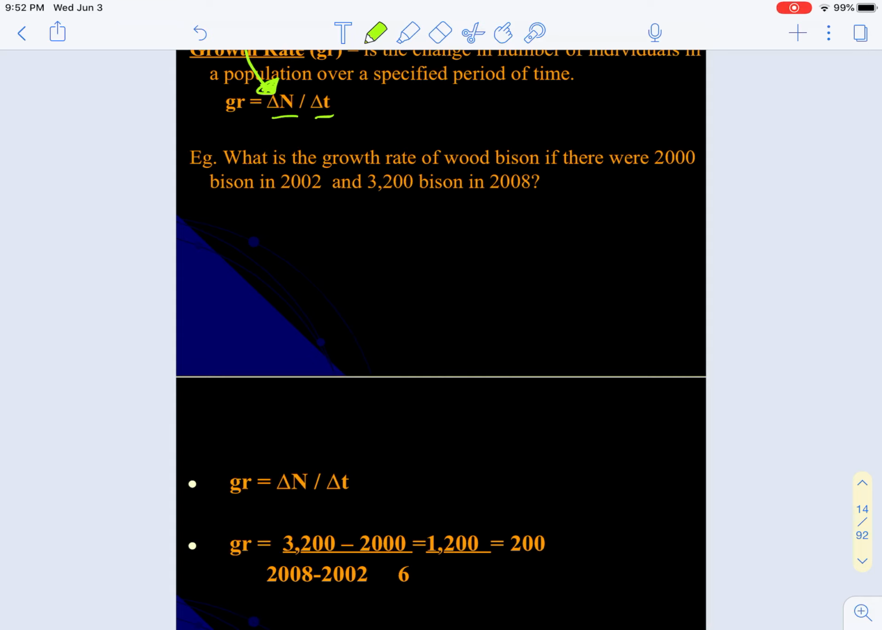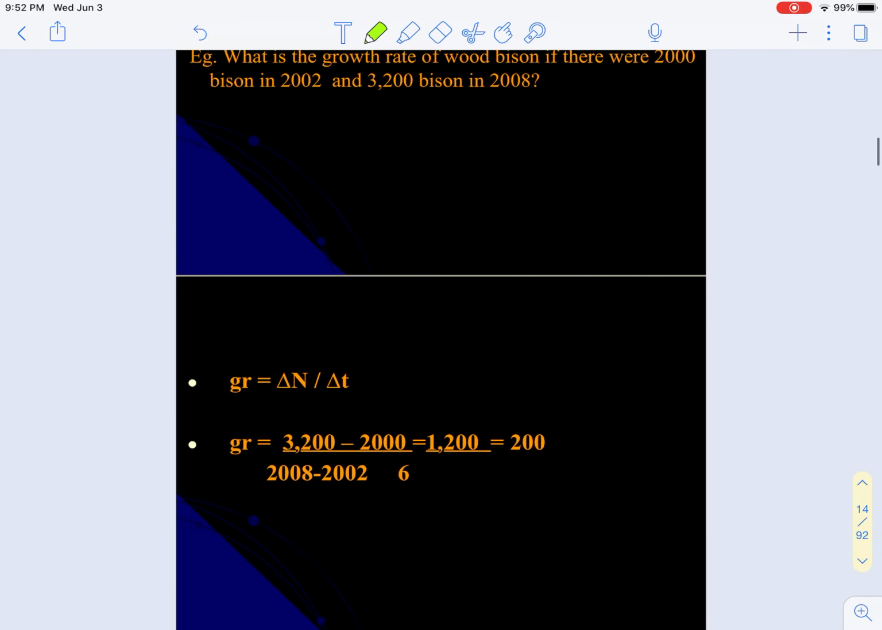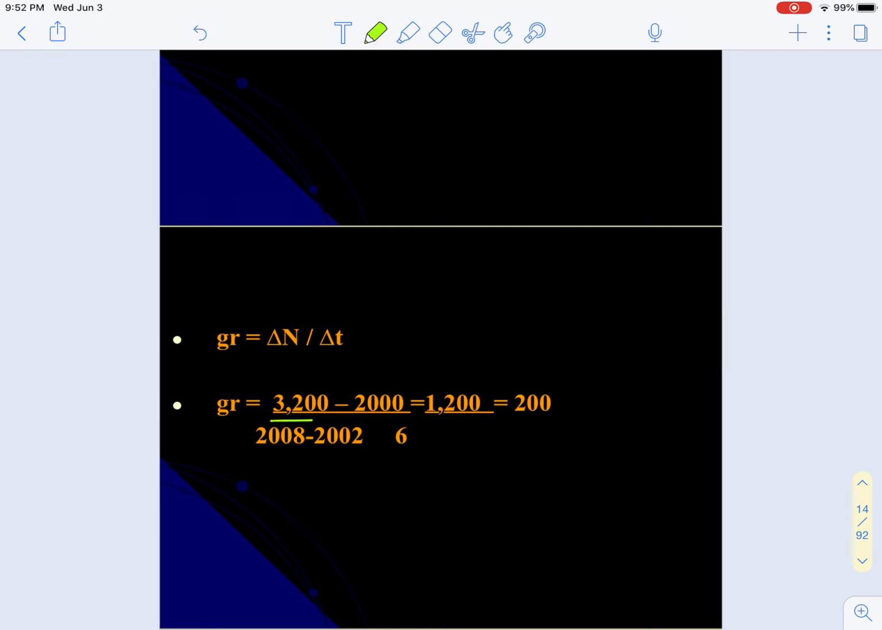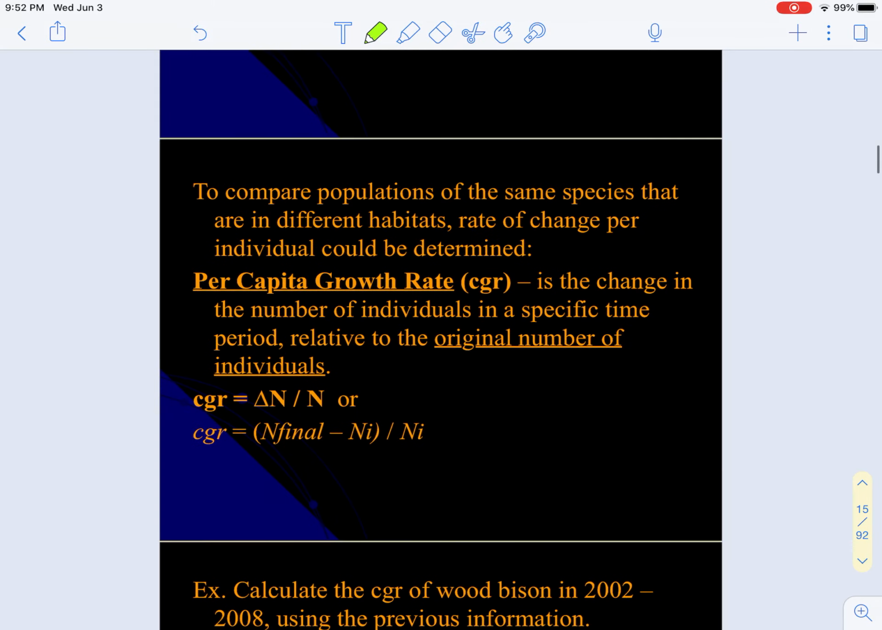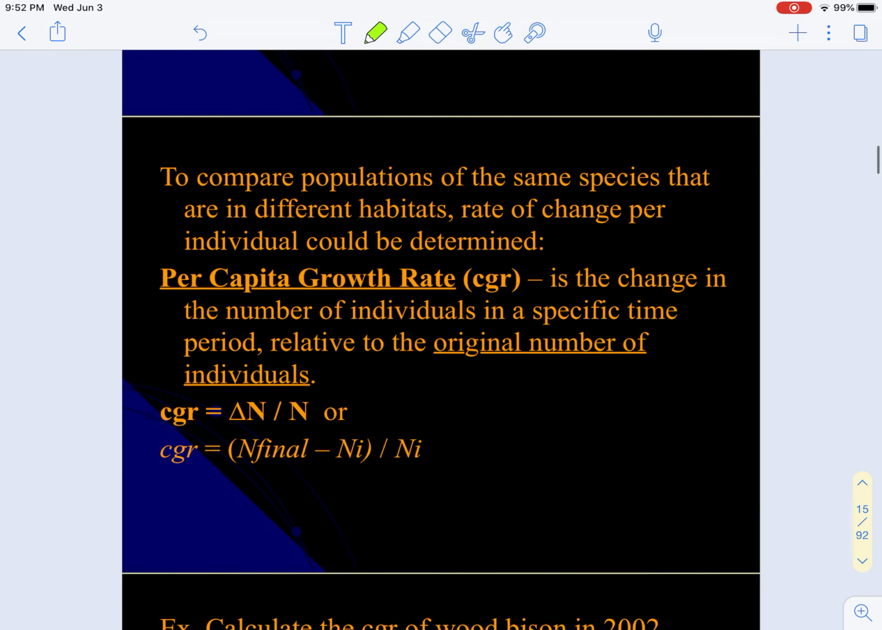So in this example, with the bison, 2,000 bison in 2002 and 3,200 bison in 2008, you only have the final minus initial bison count. So you don't have all 4 parts of that previous equation for this. So you just subtract the change in number and put it over the change in time, which is 6 years. And in this case, your answer works out to be 200 for the growth rate. That one's pretty simple. Okay.